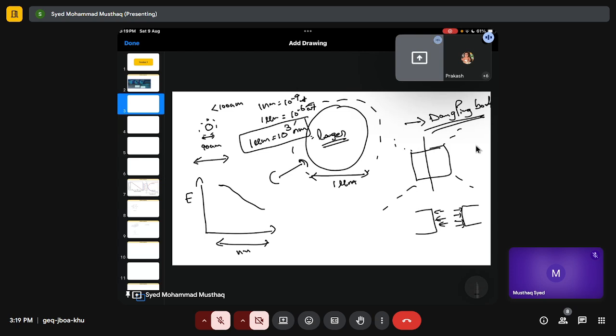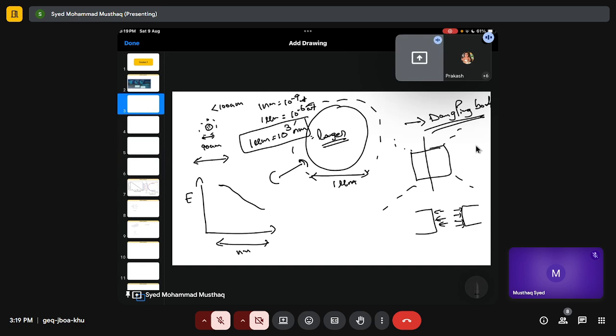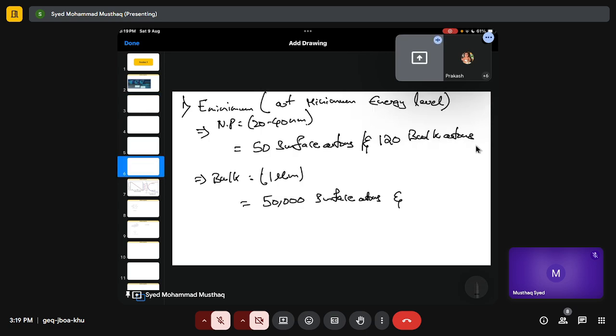So its surface is very large. So it is like 1000 times that of the nanoparticle, right? So let's say the surface atoms number 50,000, and so you can compare the number of bulk atoms that should be inside the nanoparticle, and that should be inside this guy. So let's take volume, right?